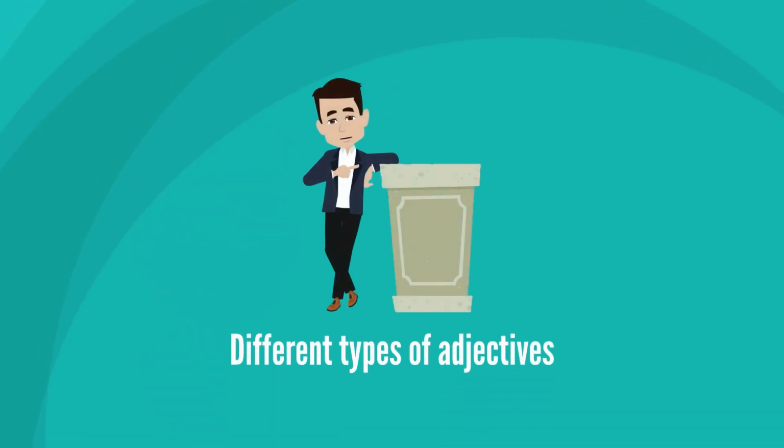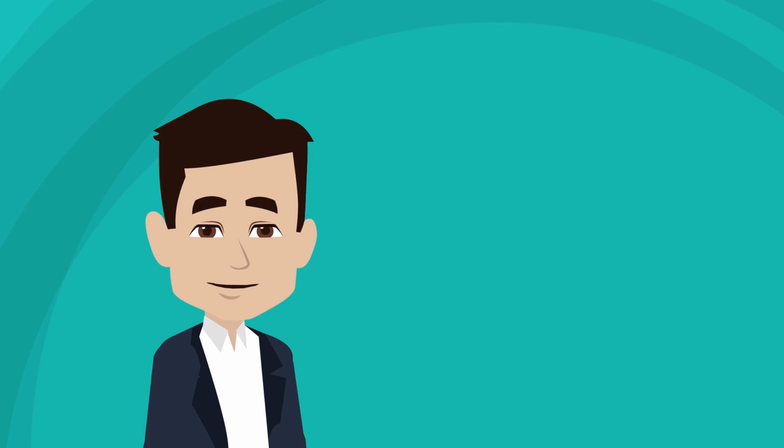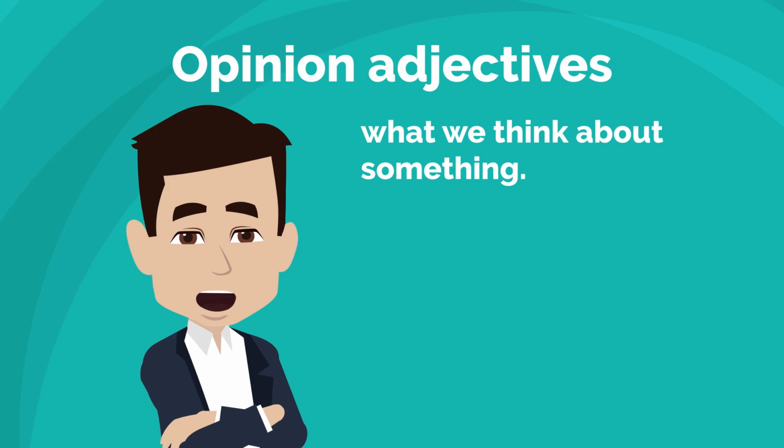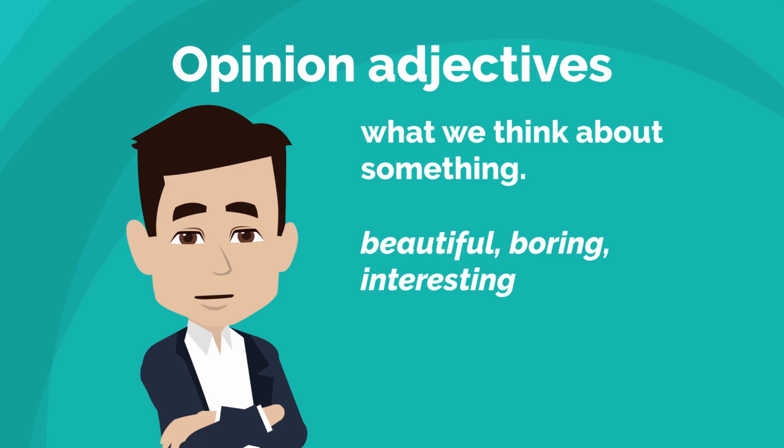Different types of adjectives. There are many kinds of adjectives. Let's look at a few. Opinion adjectives. We use them for what we think about something. Some examples include beautiful, boring, and interesting. For example, this is an interesting book.